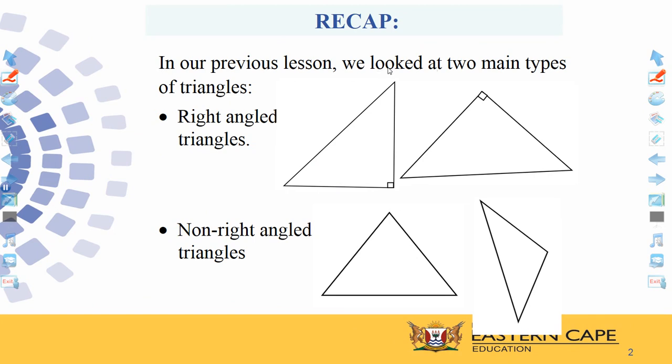We looked at two main types of triangles, right-angled triangles and non-right-angled triangles. In a right-angled triangle, there will be that sign, or an indication that a certain angle is 90 degrees. If that is not indicated, then the triangle is a non-right-angled triangle. So no angle is 90 degrees, then it's a non-right-angled triangle, right?